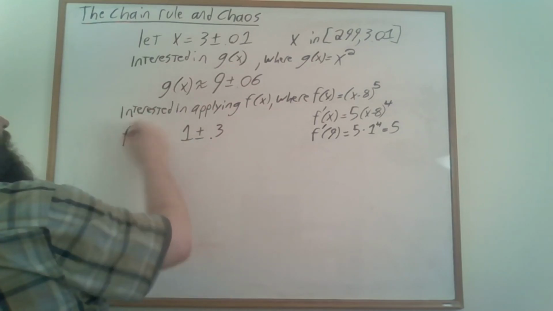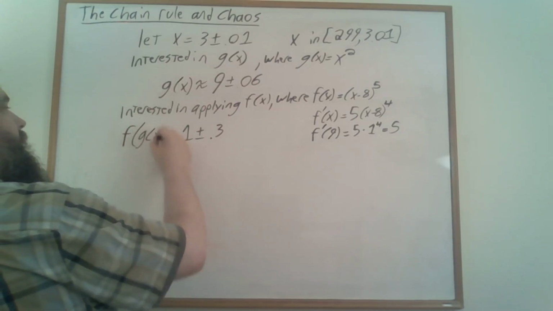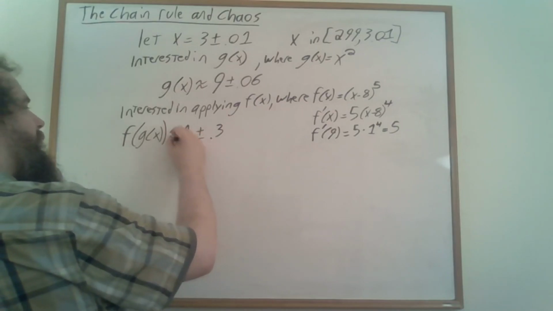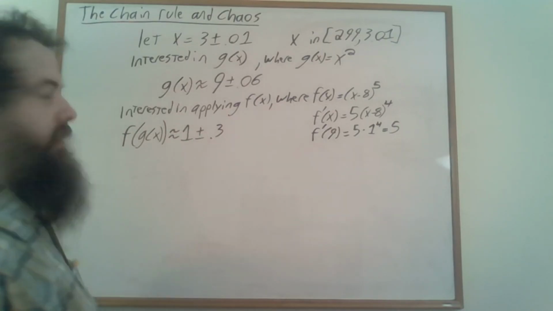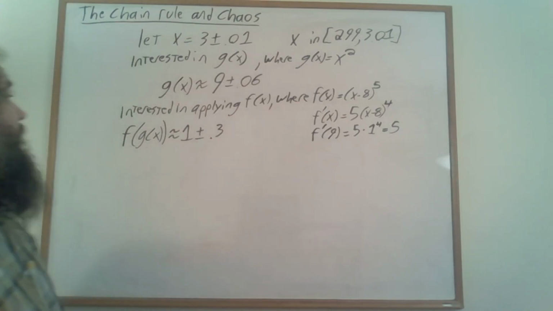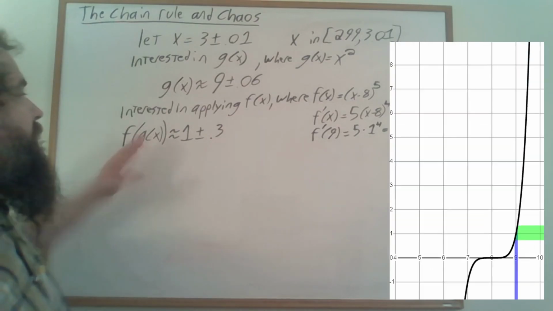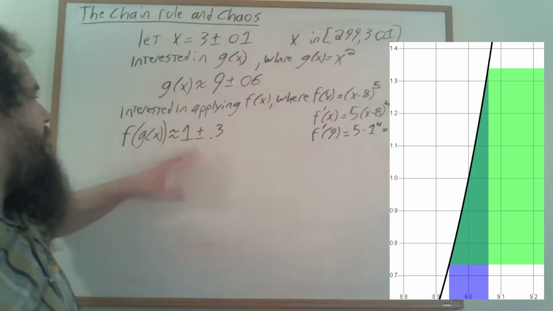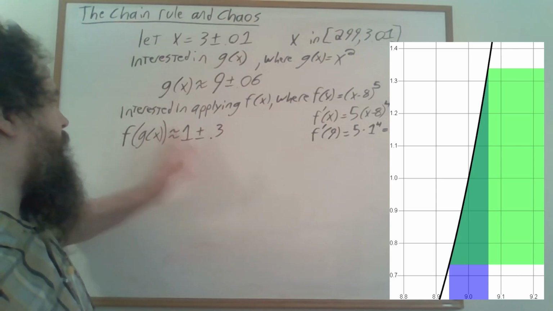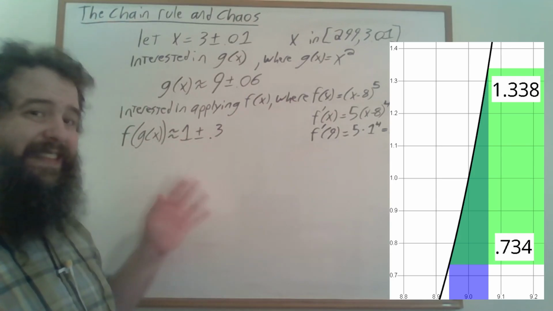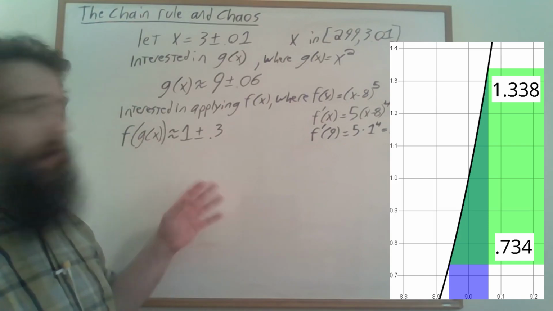So we took f, we applied it to g of x, and we approximately got 1 plus or minus 0.3. So we suspect that this value falls roughly in the range between 0.7 and 1.3. And again, this isn't exact, this is just a really good approximation.